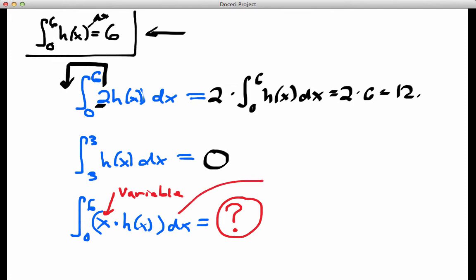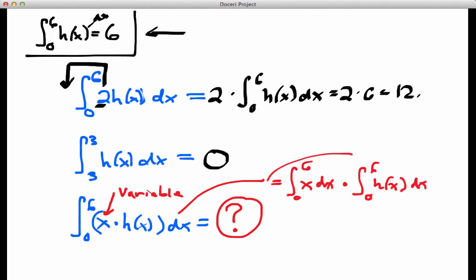It's also not going to be the case that this is equal to the integral from 0 to 6 of x dx times the integral from 0 to 6 of h of x dx. That is not true because we have no rule for it. And it's going to turn out not to be true for better reasons than that, but we don't have anything that warrants splitting apart an integral by a product like this. So we do not know how to answer that particular question yet.